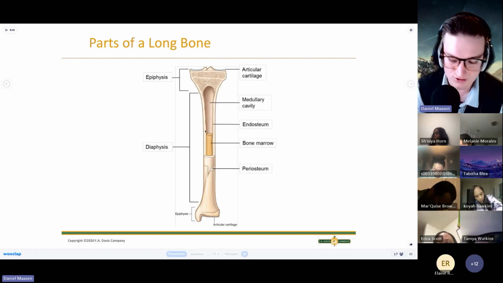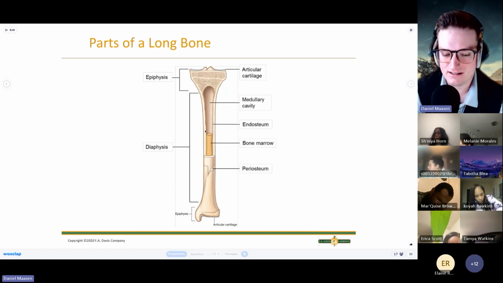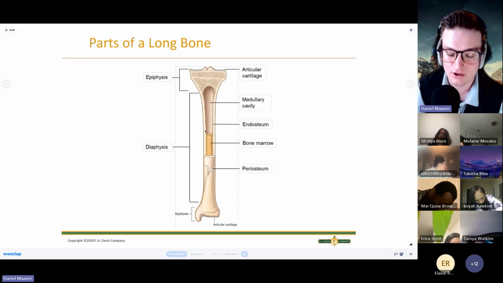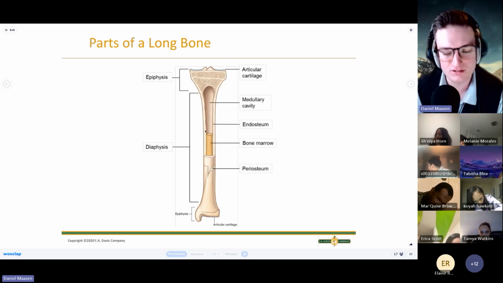The periosteum is the outermost membrane that lines the whole outside of a long bone. And again, I do want to reiterate that all these structures technically do exist on our other classes of bone, not just long bone, but they're in different proportions.